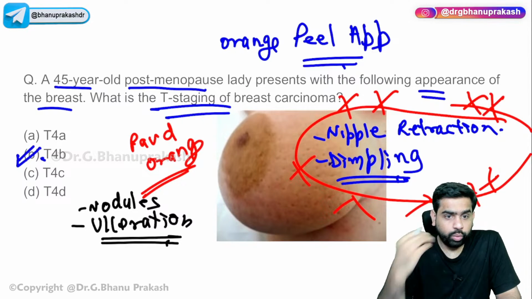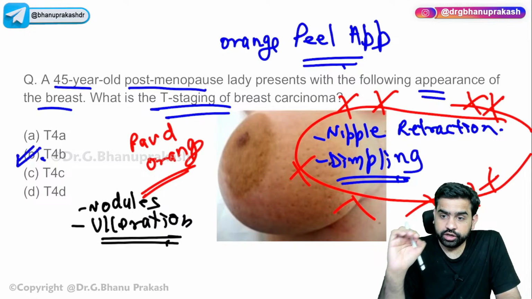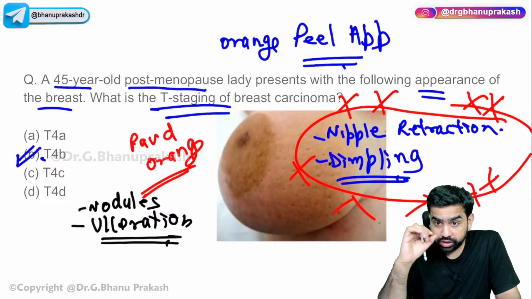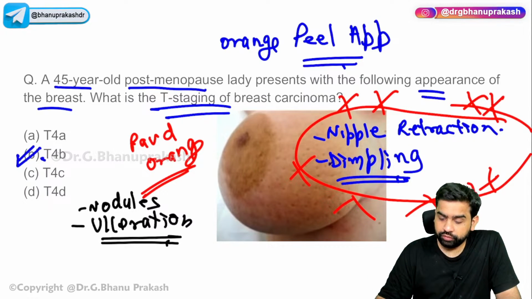So why does this peau d'orange appear? This is because of the involvement of the dermal lymphatics. Tumor cells have involved the dermal lymphatics, and that is the reason for the peau d'orange appearance. Okay, I hope you have understood this particular point.